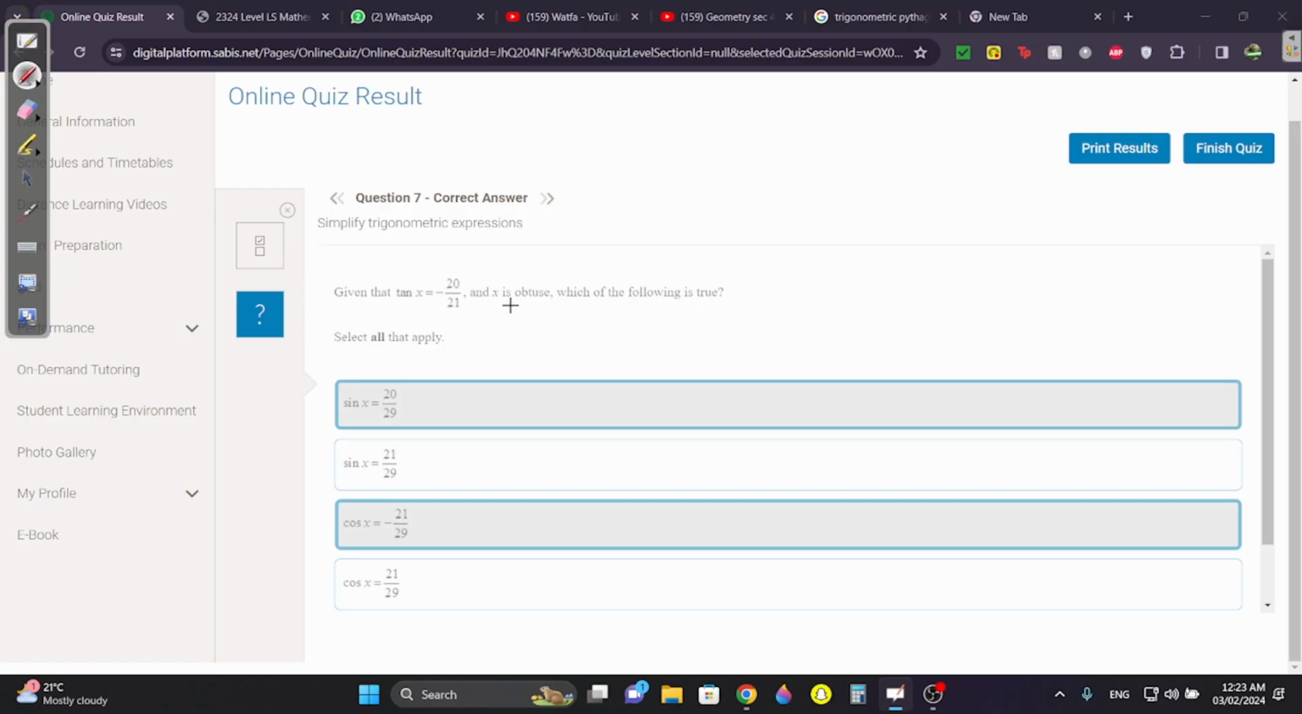Okay, this question is important. Given that tan x equals minus 20 over 21 and x is obtuse, which of the following is true? Of course, we have to find x, because they're asking for the sine and the cosine. So you actually have to find the angle now. So how do you find it? If tan x is equal to minus 20 over 21, how would you find x? x would be equal to the inverse tan or shift tan of minus 20 over 21.